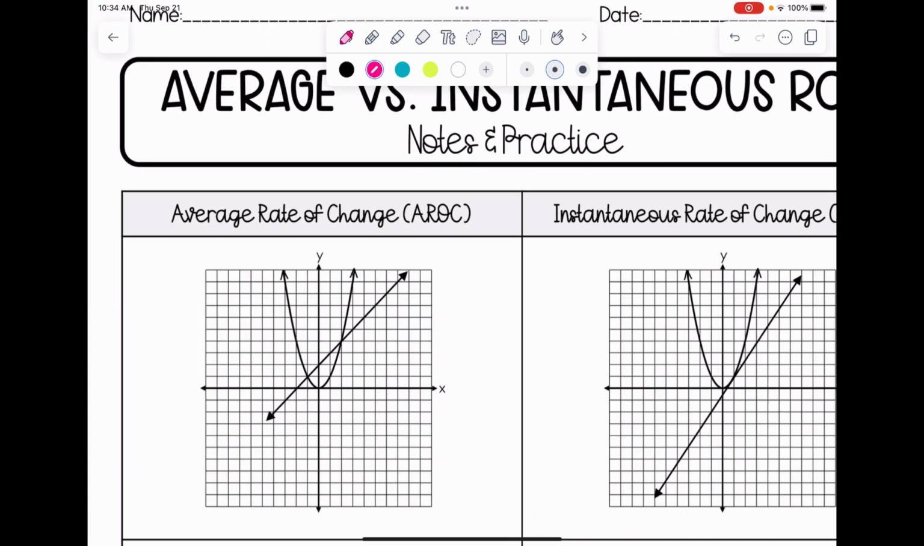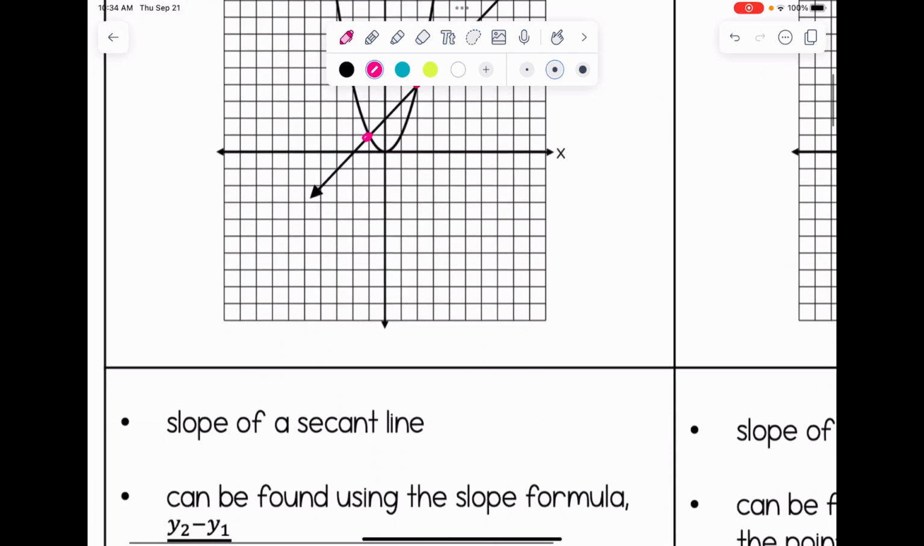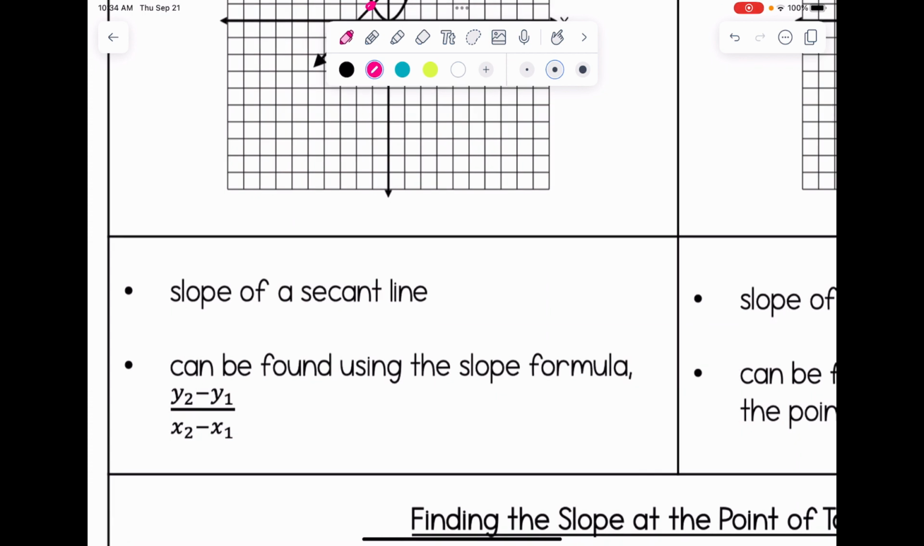If we take a look at the graph of this parabola here, so we have the graph of y equals x squared. Basically, average rate of change is the slope of the secant line. The secant line is a line that crosses the curve at 2 points. The way we could find average rate of change is through the slope formula. Okay, so here I have that written for you here, that it's a slope of a secant line and can be found using the slope formula. That's your change in y over change in x. You could do it graphically too using rise over run.